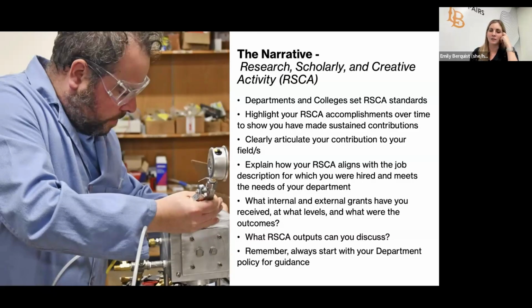And again, this culture really varies. In some colleges, this is not that common. In others, it is. So you're going to want to be aware of just the standards that you're working with. Of course, any RISCA outputs you're going to want to discuss: publications, conferences, symposiums, et cetera. And again, I'll just reiterate, always start with your department policy for guidance when you're talking about your RISCA.